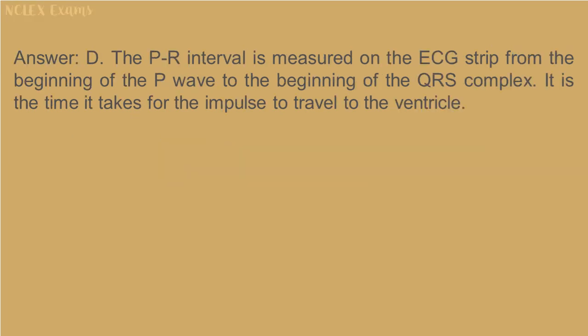Answer: D. The PR interval is measured on the ECG strip from the beginning of the P wave to the beginning of the QRS complex. It is the time it takes for the impulse to travel to the ventricle.